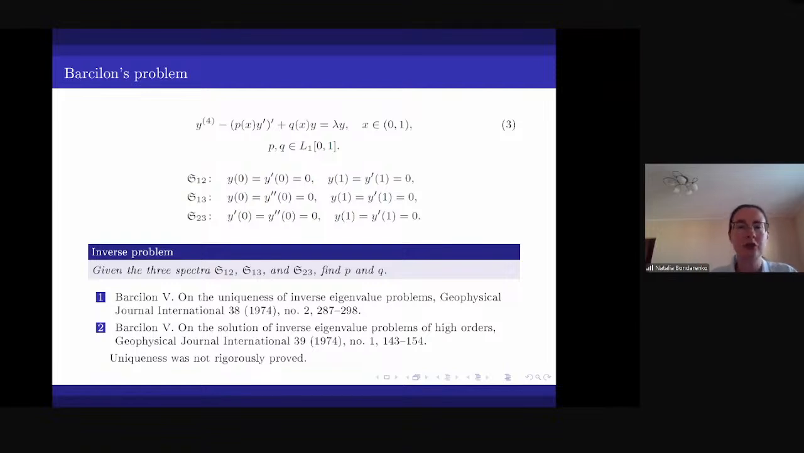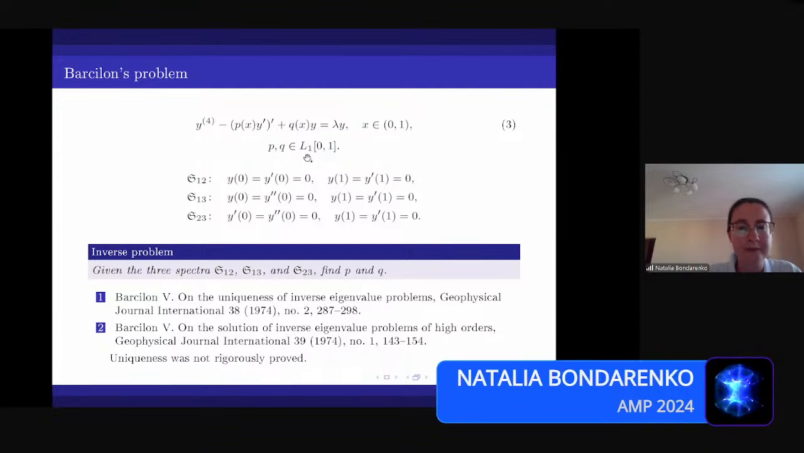Now proceed to the fourth order. My talk will be focused on two problems which generalize the mentioned classical inverse problems for the Sturm-Liouville equation from the second order to order 4. Here we also consider this equation on the interval (0, 1), p and q are integrable functions.